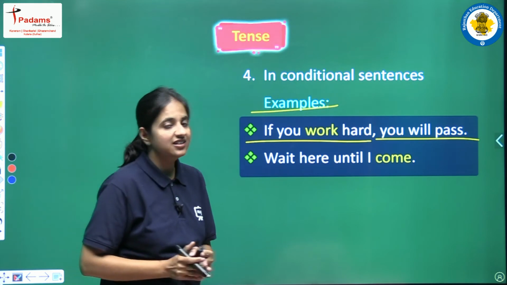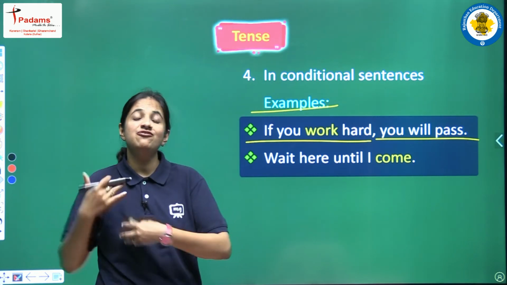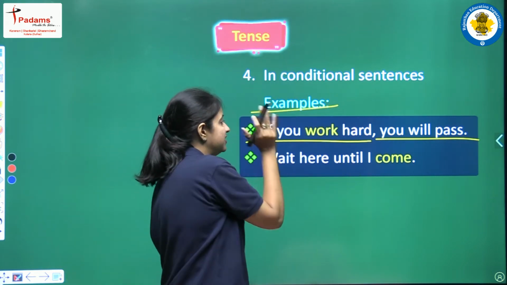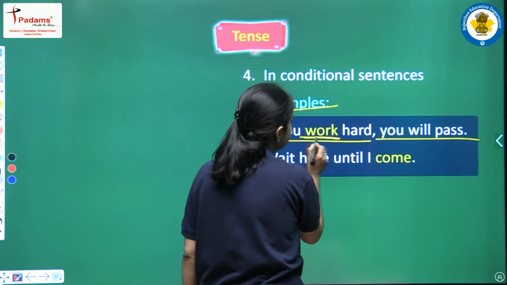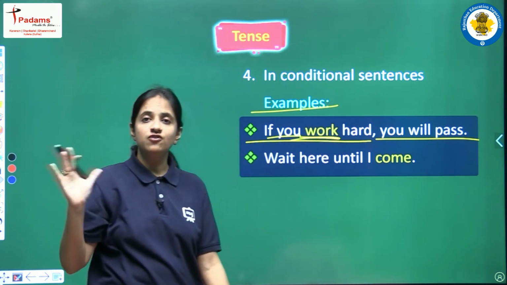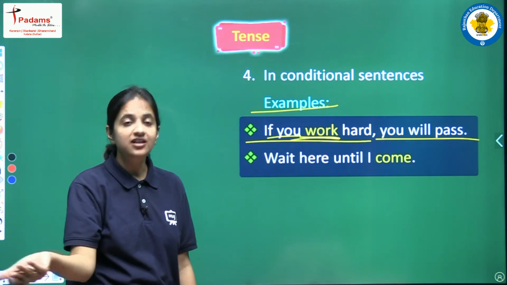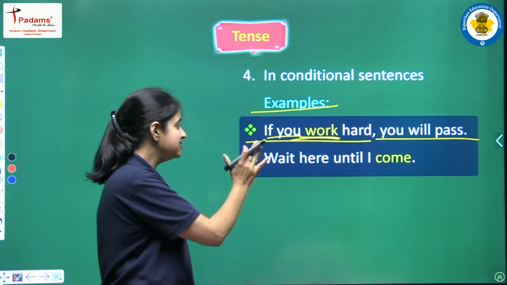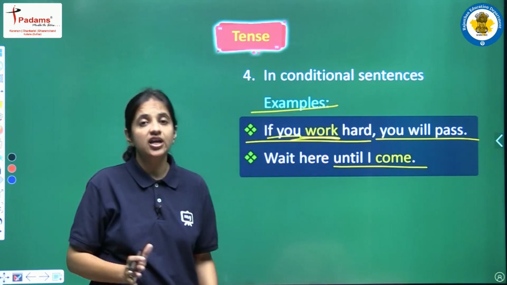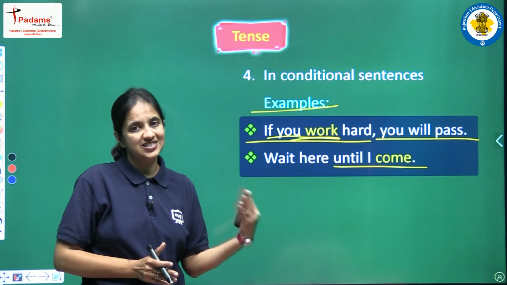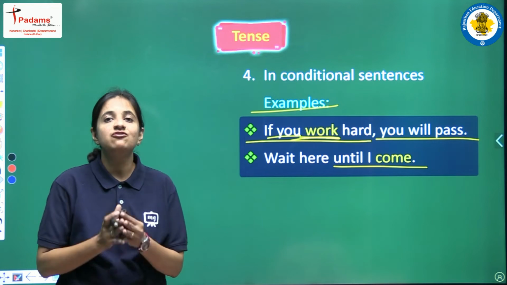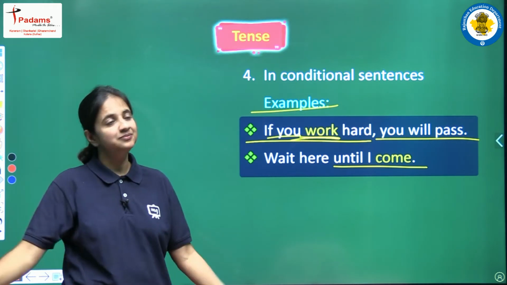And in conditional sentences, because we have different kinds of conditional sentences, in some of them we use the present simple tense. So here we can say, if you work hard. Again, you is a plural subject, so we write work, that is the first form. So our condition is if you work hard and the result is you will pass. Again, the second is "wait here until I come." Again, this is a condition. This is again a conditional sentence, and because I is a plural subject, we are using the first form, that is come. Clear?